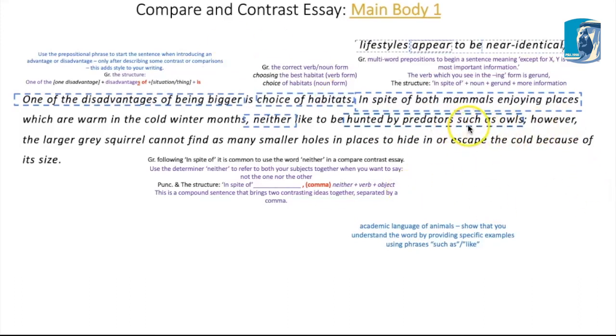We'll show your teacher that by using language referencing phrases such as like or such as, and then make it specific, such as owls. So here we know that an owl is a type of predator, and predators are linked to the verb hunted, which means they must be dangerous. Okay, so neither like to be hunted by predators such as owls.